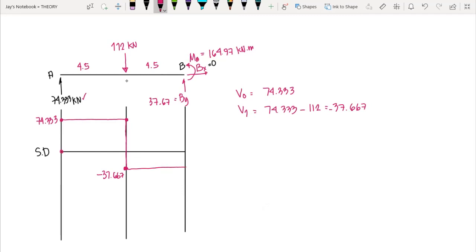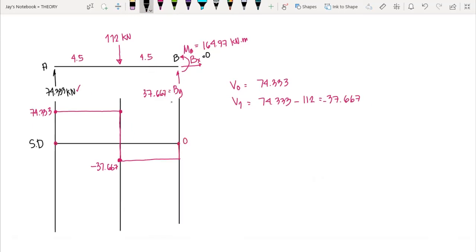Now at point B, we have negative 37.667 as well. Then we go up, and the final shear is equal to negative 37.667 plus 37.667, which gives us 0. Since we end at 0 shear, we have a correct shear diagram. And that is our shear diagram for our beam.